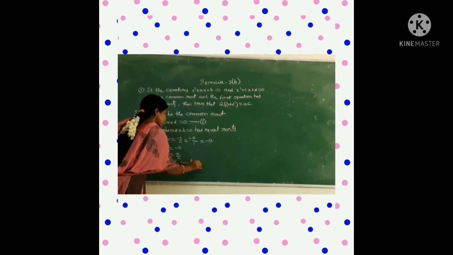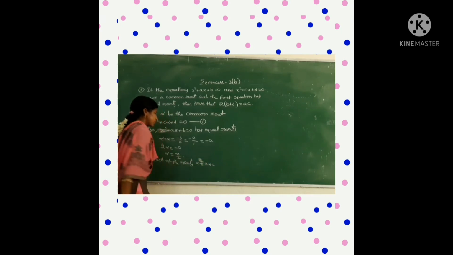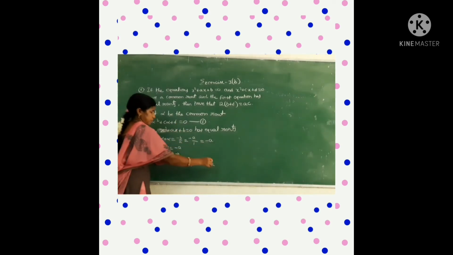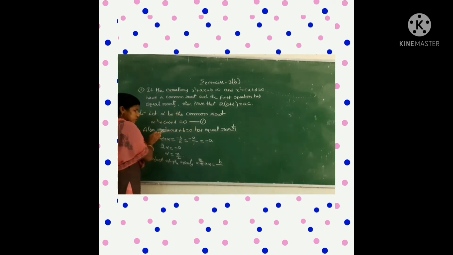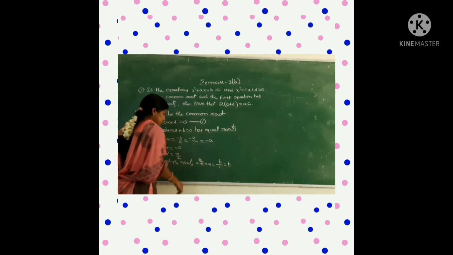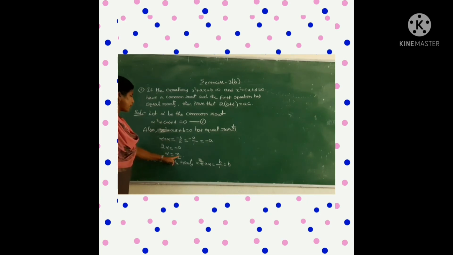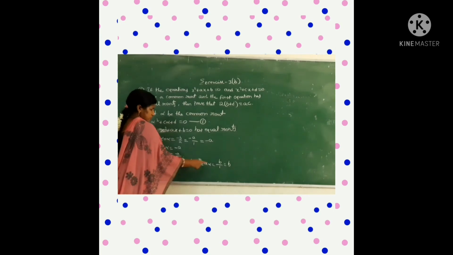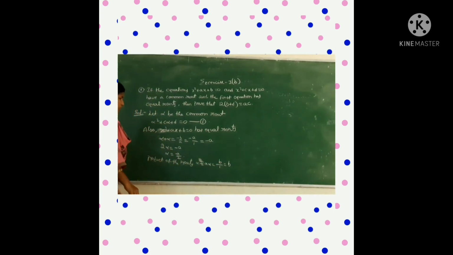Product of the roots: alpha into alpha square, that is alpha cubed, is equal to c by a. And c by a, means b by a, the x square quotient is 1, so that is equal to b. Okay, so here alpha is equal to minus a by 2, sorry, alpha square is equal to b. That's right. Here we get alpha and alpha square values.